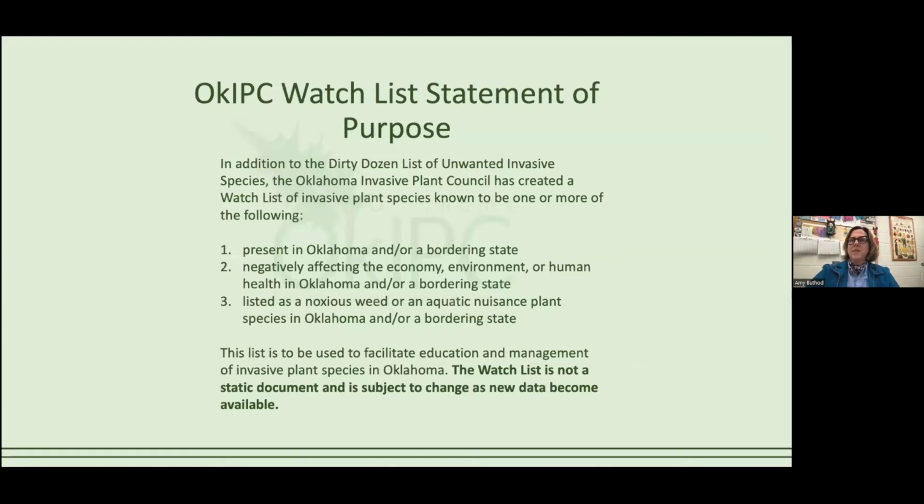Finally, we also decided that the new watch list needed an official statement of purpose, which is as follows. In addition to the Dirty Dozen list of unwanted invasive plant species, the OKIPC has created a watch list of invasive plant species known to be one or more of the following: present in Oklahoma and or a bordering state, negatively affecting the economy, environment, or human health in Oklahoma and or a bordering state, listed as a noxious weed or an aquatic nuisance plant species in Oklahoma or a bordering state. The list is to be used to facilitate education and management of invasive plant species in Oklahoma. It's not a static document and is subject to change as new data become available.